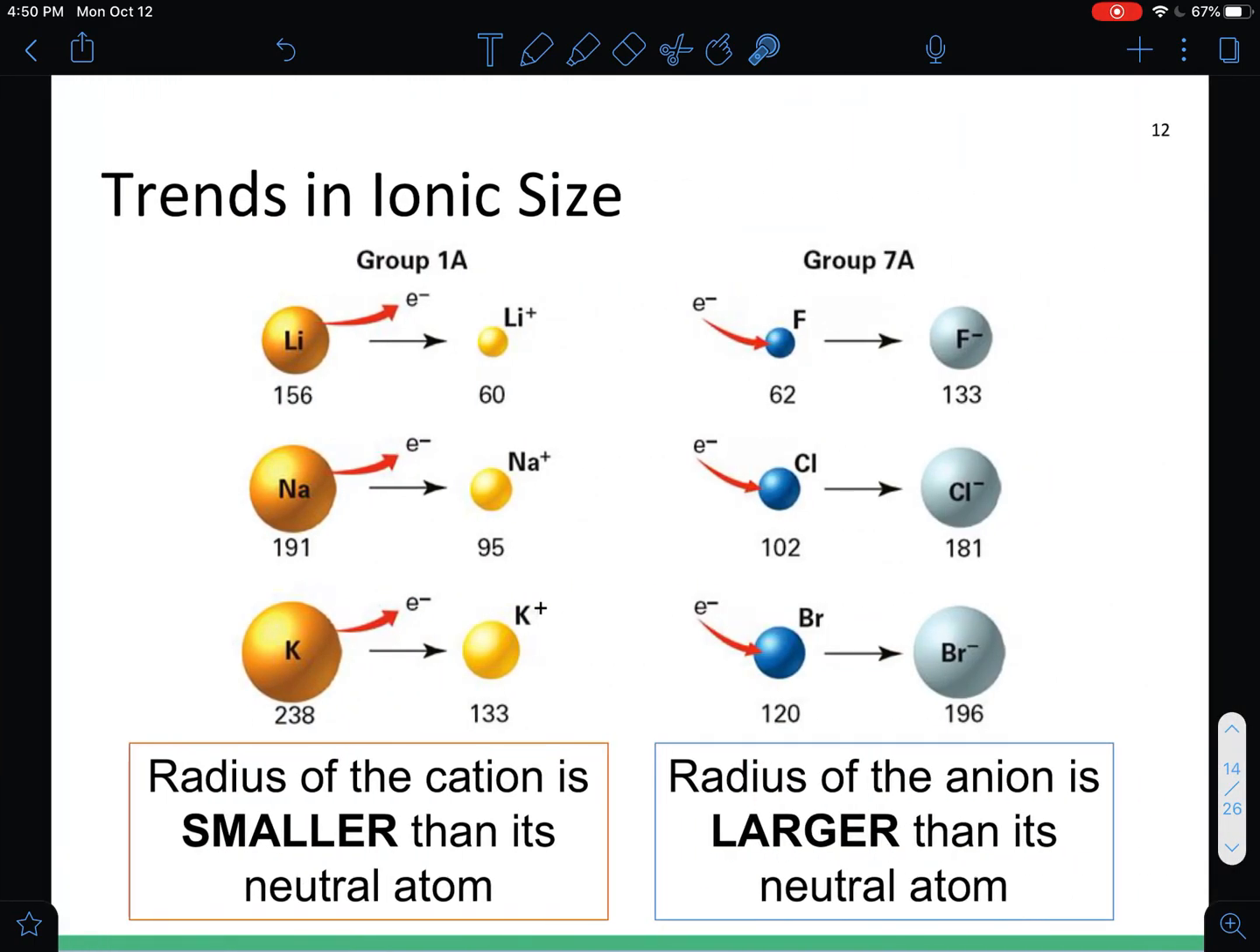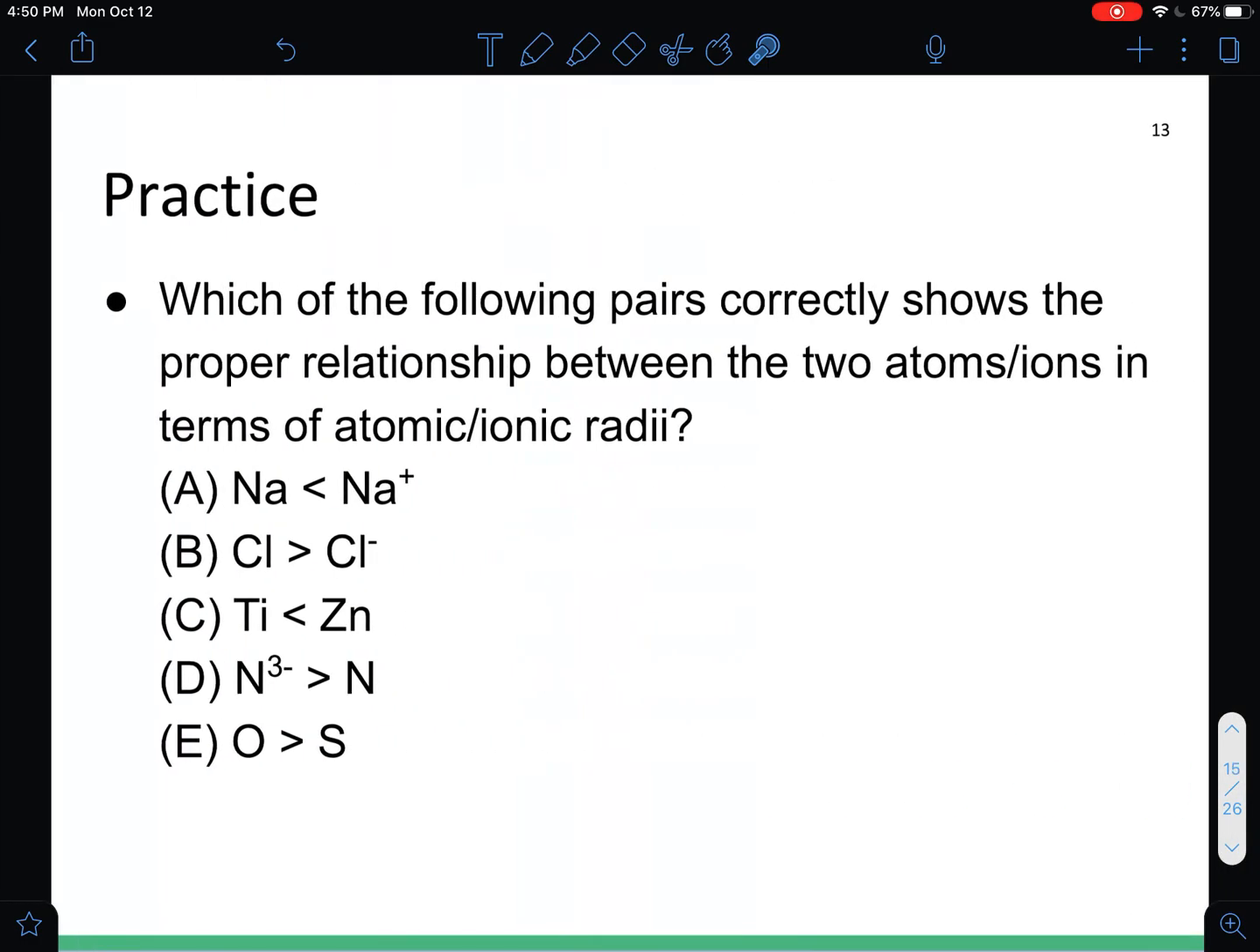So here's more examples. We have the atom. When it loses an electron, it becomes positive, with a smaller radius. On the other end, we have an atom given an electron, and it becomes larger. All right, now let's get some practice with you guys identifying the larger atomic radius between the two groups.